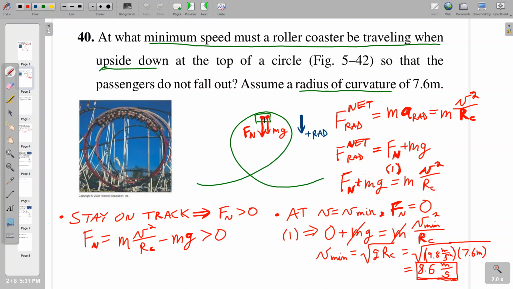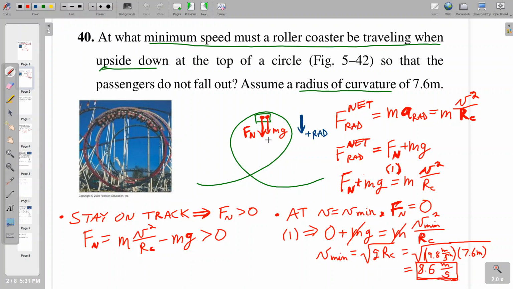There's a normal force between the car and the track, which is pushing down in this case. A normal force is a force between any two surfaces. There's going to be a force between the tires and the track up here at the top. And then there's also the weight, which is also pulling down right here at the top of the circle. So I'm going to choose my coordinate system such that the radial component is positive when it's pointing down.